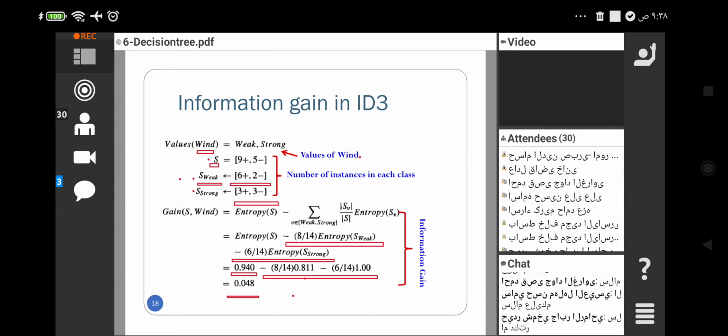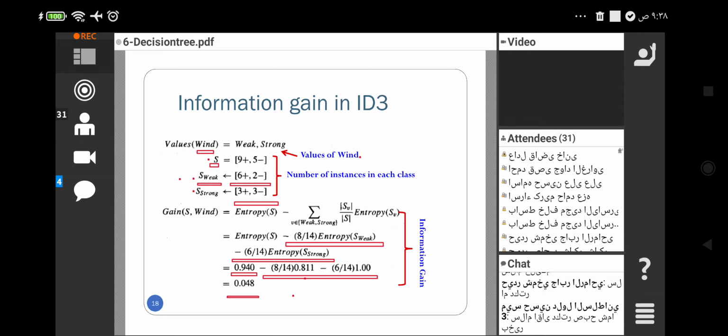In the last session, we talked about decision trees, and I put a video in the Darsa site about the decision tree and how to build a decision tree.